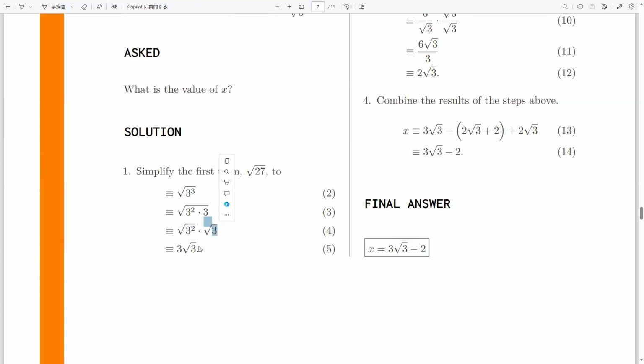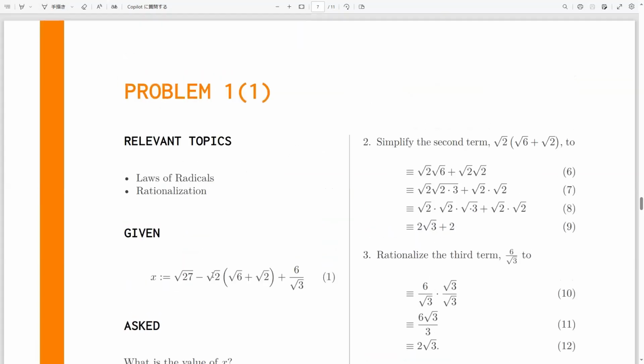So the square root of this term remains square root of 3. And on the other hand, the square root of 3 squared is 3. And so this term here simplifies to this. Now, the second part, this one, we're also going to simplify it right now.